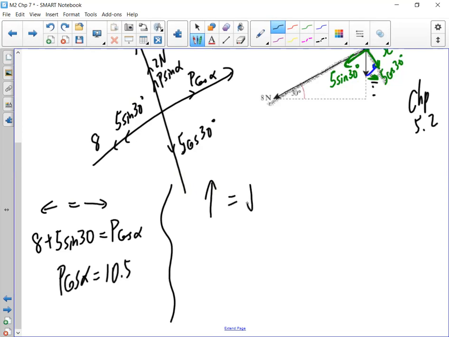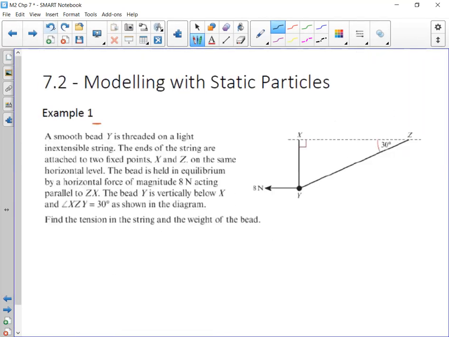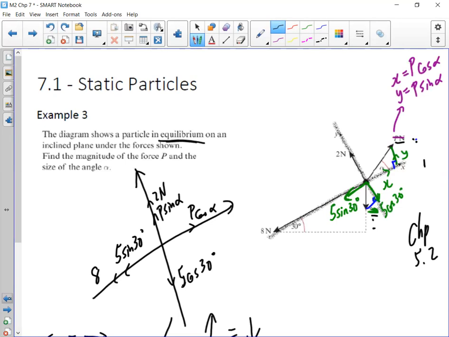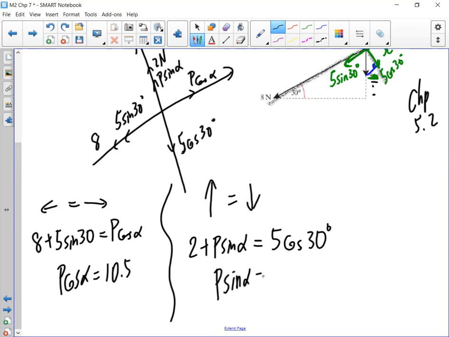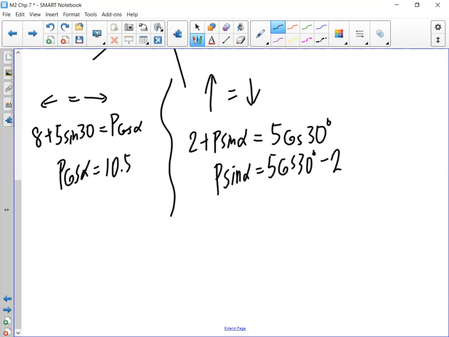Next step, upwards equals downward force. Upward force is 2 plus p sine alpha. Downward force is 5 cos 30. Oops. Where am I? Sorry. Okay, 5 cos 30. Next, I want to make p sine alpha the subject. So p sine alpha equals 5 cos 30 degree subtract 2. I don't like 5 cos 30 subtract 2, so I'm going to put it in a calculator. Make it a nice, well, not quite nice, fraction. -4 plus 5 root 3 over 2.